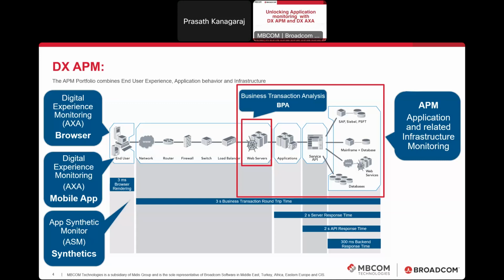For example, a user inside or outside the organization, a customer of ours, complains about a slow transaction. He may be using an e-commerce website trying to add a product to the cart, or a banking application where he wants to send an amount or do a transaction. There may be a slow transaction and the user will be complaining. That's where DX APM helps you track the delay.